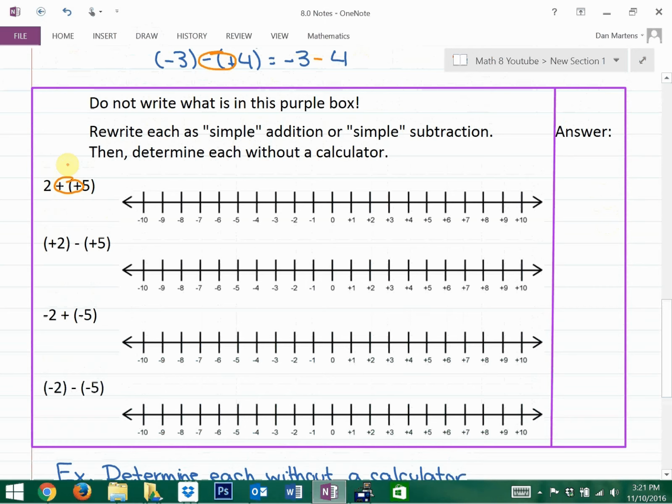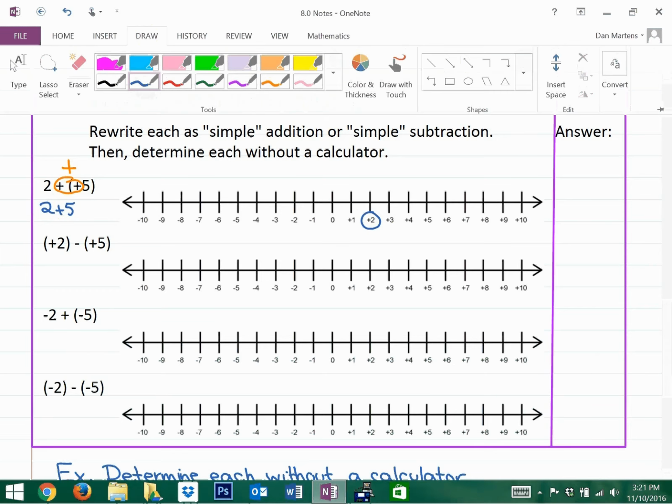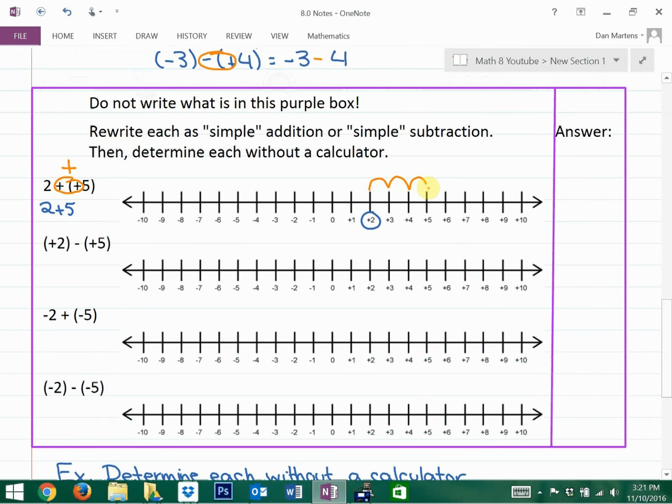So this is the same as what? Simple addition. So this question is actually saying the same as 2 plus 5, which most of you know is going to be 7. So 2, and then plus 5. If I go up the number line 5, 1, 2, 3, 4, 5, I end up at positive 7. Okay? And maybe again I'll use colors here to keep things sorted out.